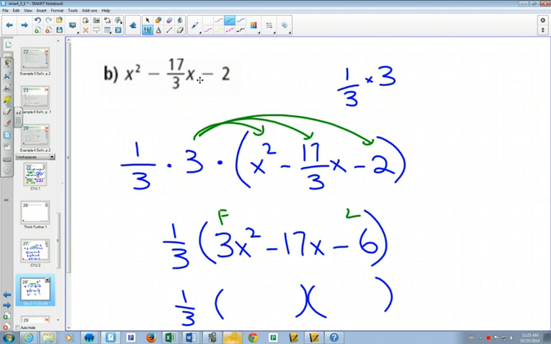But 3 is a prime number, so the only possibility for my first ones is 3x and x. And it doesn't matter if you write x and 3x or 3x and x. Now you're going to have to do a little bit of mental math to figure out if the 6 should be a 2 and a 3 or a 3 and a 2, because now it'll make a difference.